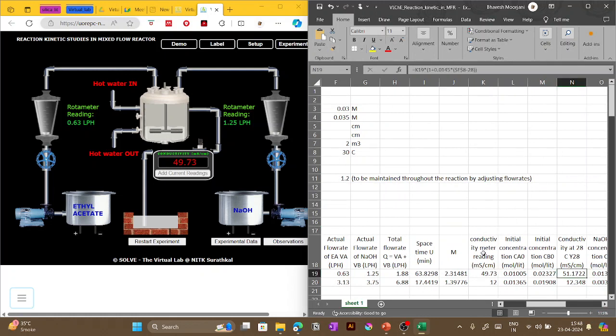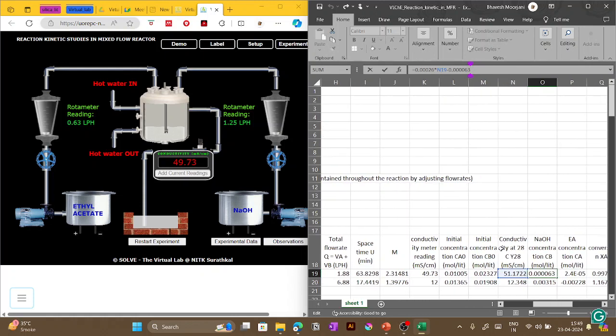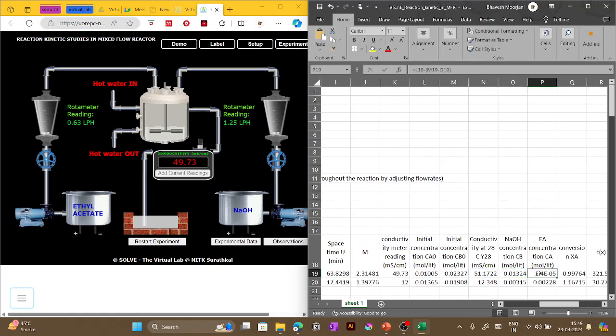Now we know the conductivity at 30 degrees centigrade. So from the equation given, the conductivity at 28 degrees, we found it with the help of this equation. And again with the related conversion we have changed and calculated the concentration of B. We have calculated the concentration of B. And then the ethyl acetate concentration will be given by the difference of CA0 minus how much mole of B has been used.